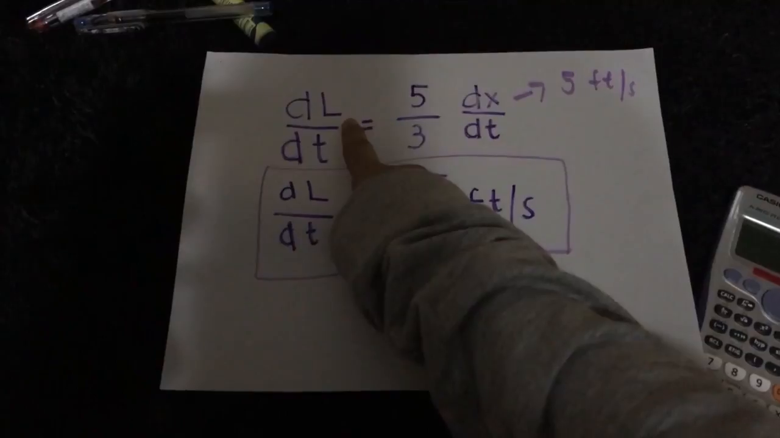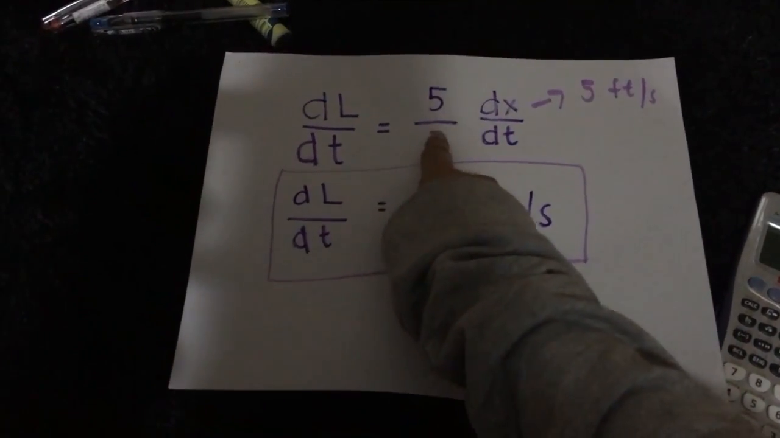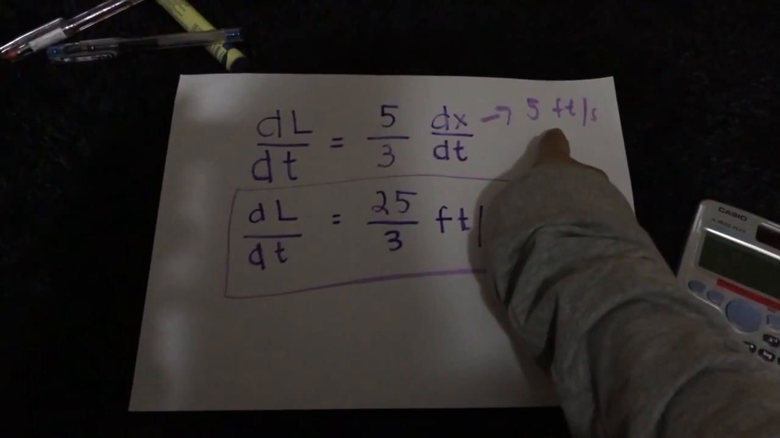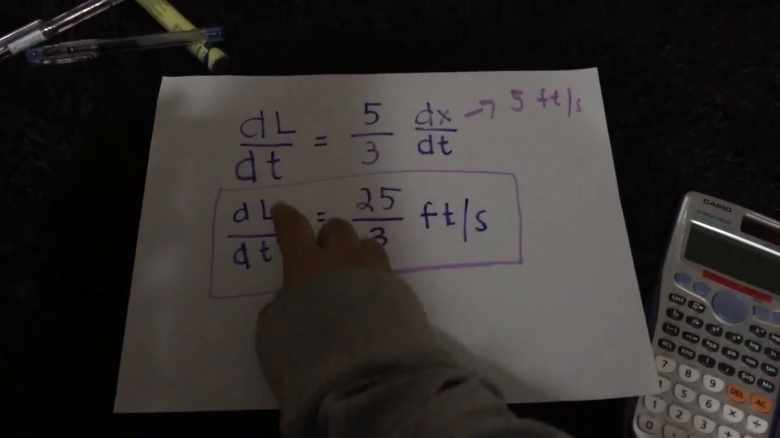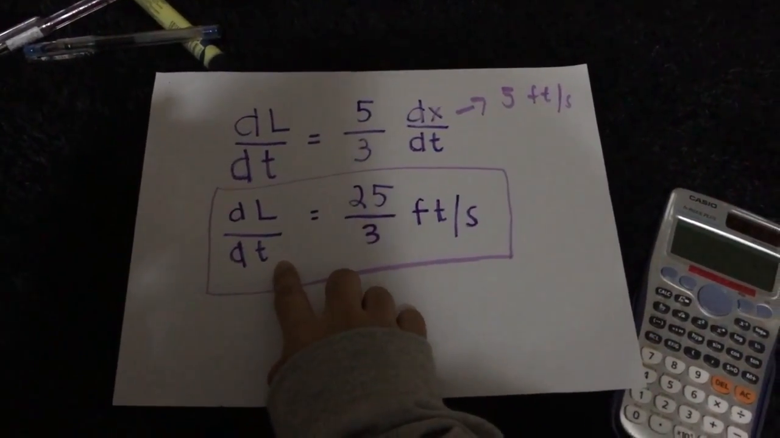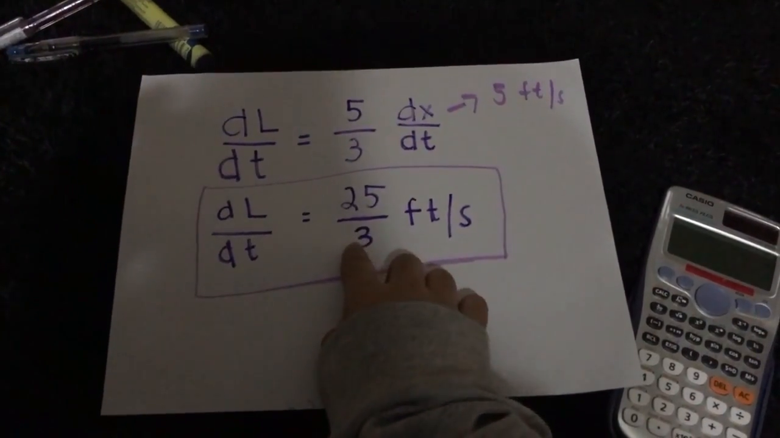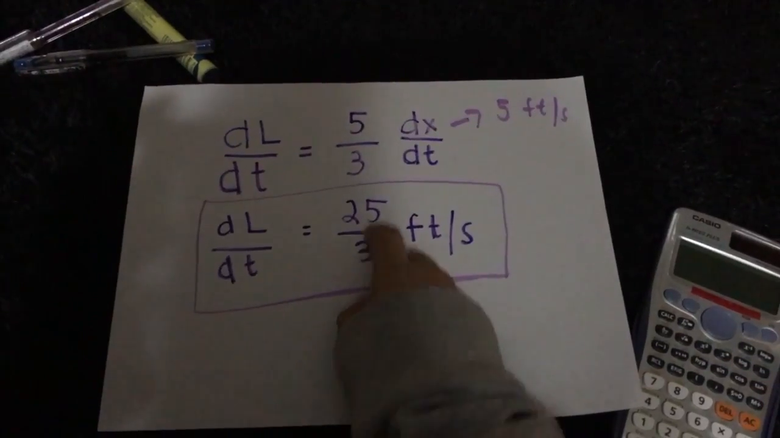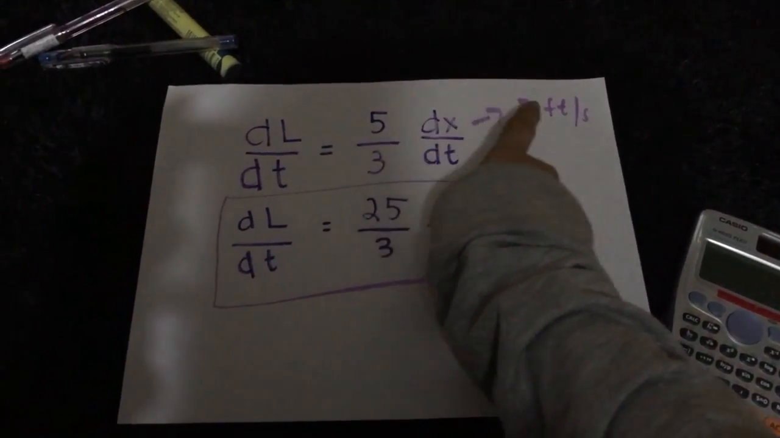It will be dL/dt equal to 5/3 dx/dt. dx/dt is 5 feet per second based on the given. So we will be ending up with 25/3 feet per second. Why 25/3? Because we multiplied 5/3 to 5.